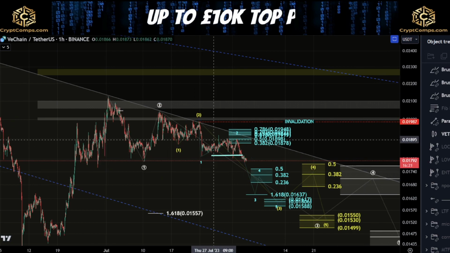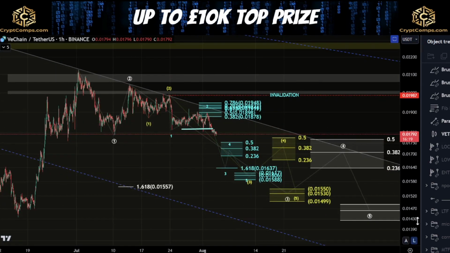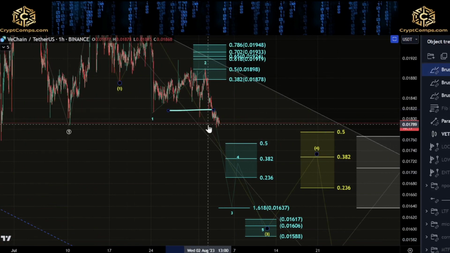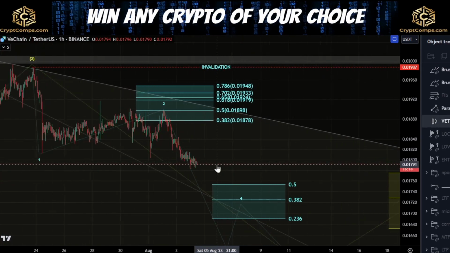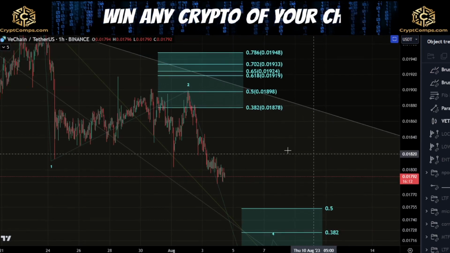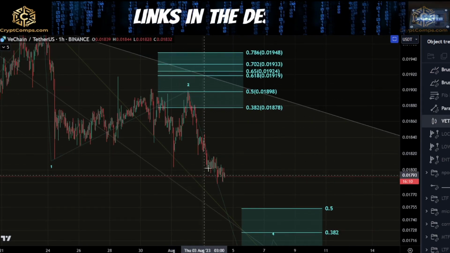If we do move back up above this 1987, this would actually invalidate this idea of this move looking to break down in this way. So this is our bearish count here, and what we'd be saying is we need to be very careful here, because on the shorter time frame it does look like we have that potential for a 5-wave structure down.